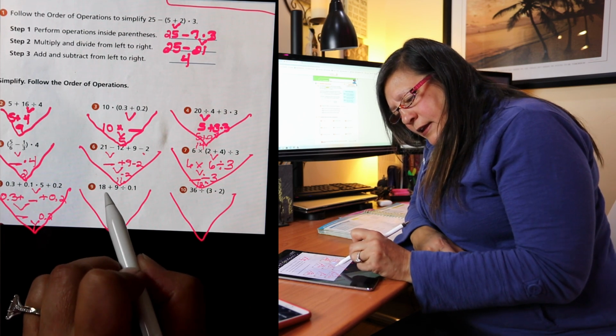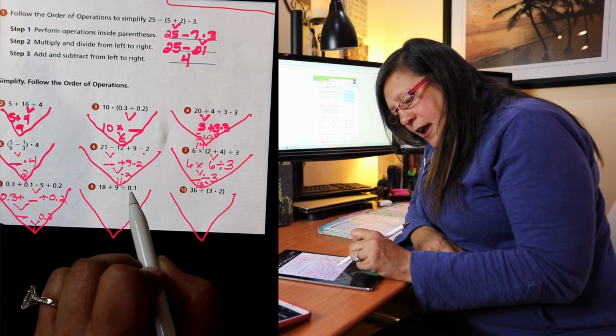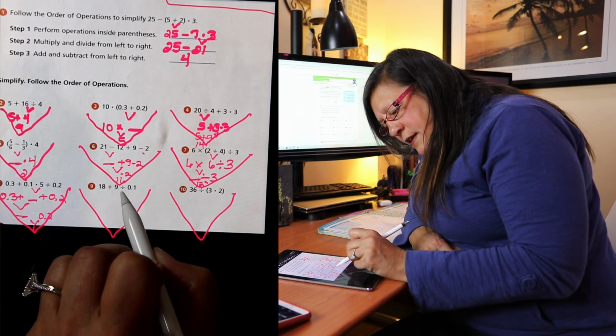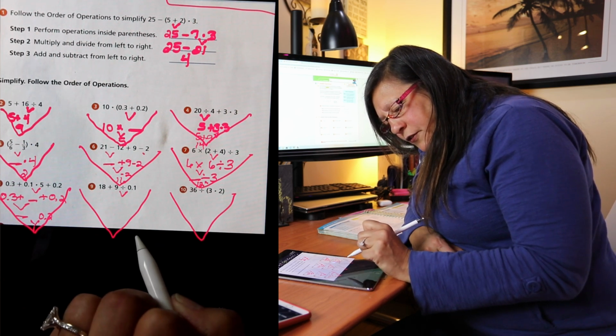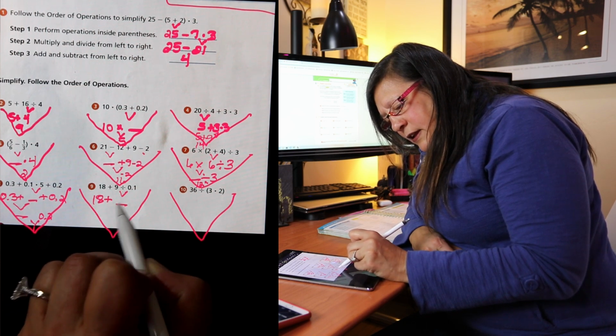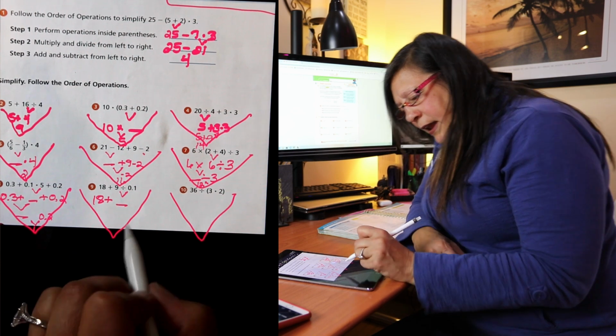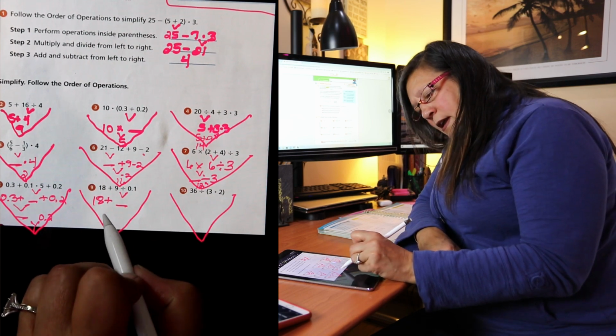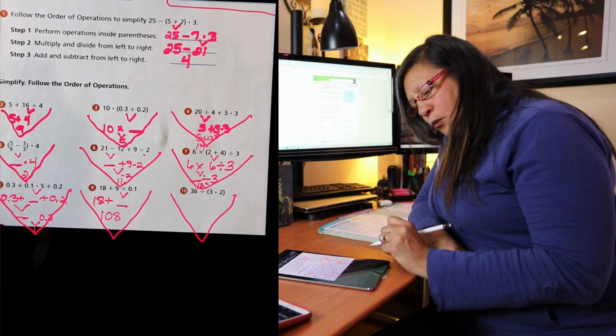And number 9, 18 plus 9 divided by 0.1. Okay, division first. You need to get your answer there. Bring down 18 plus, then you're going to perform that operation. Okay, and when you are all finished, you should get 108.